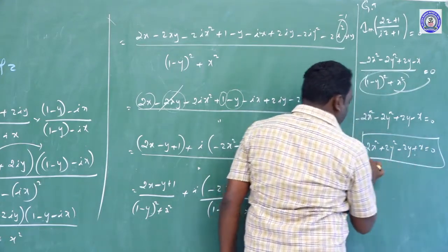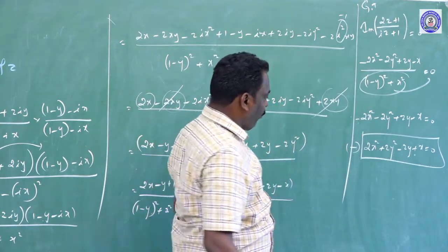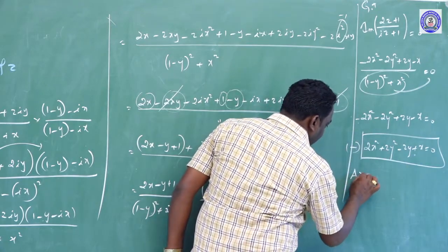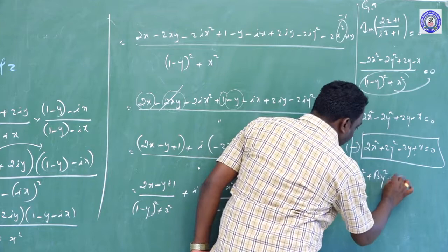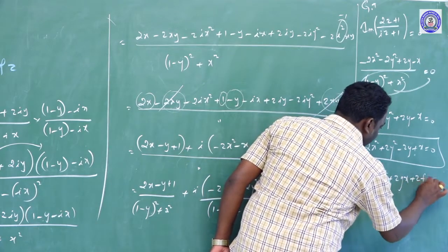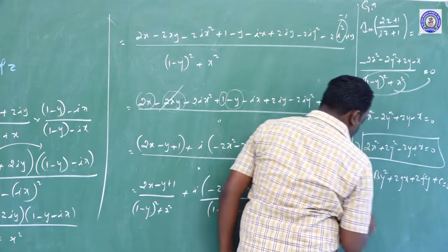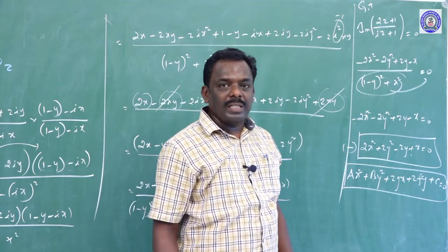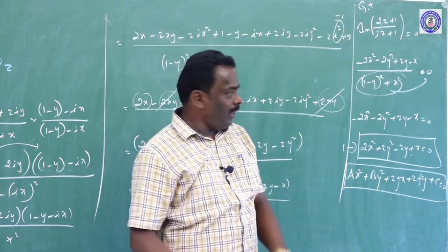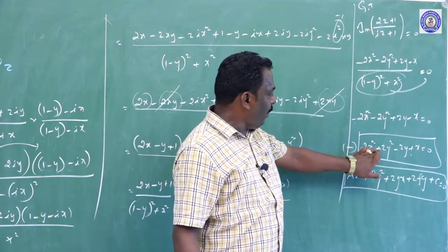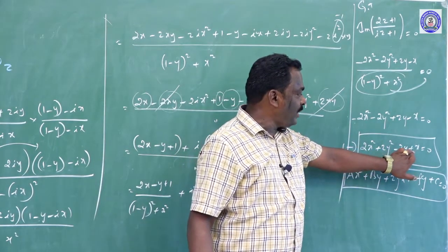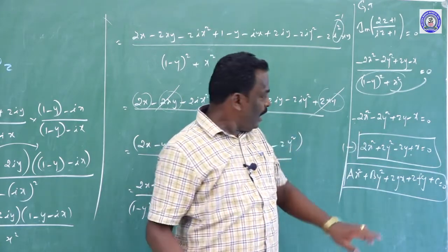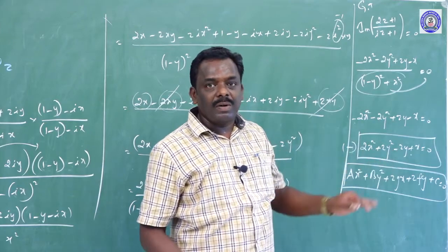And this is the equation we want to show. Therefore, what is this equation called? It is the general form of the equation of a circle, ax square plus by square plus 2gx plus 2fy plus c is equal to 0. It is called the equation of a circle. Therefore, the locus of the complex number z lies on the equation of a circle. The equation of the circle is 2x square plus 2y square minus 2y plus x equal to 0. That is what we want to prove. We have to prove that the locus of z lies on this equation, which is the equation of a circle.